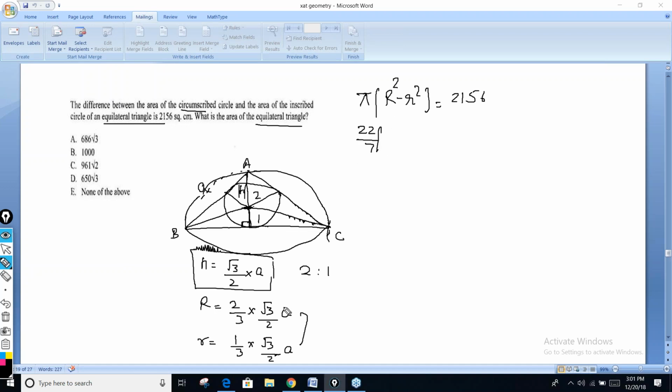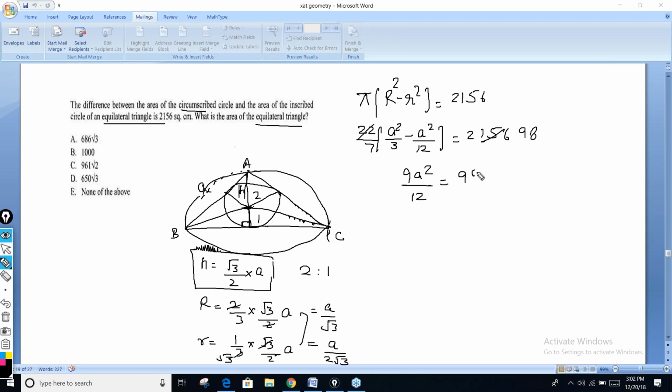And R, if I simplify, the 2 will cancel out, that is a by root 3. And here it will be a by 2 root 3. Again, root 3 will cancel out. So the area difference will be a square by 3 minus a square by 12, that is given as 2156. From here, 22 cancels out, that is 98. That is 9a square by 12.